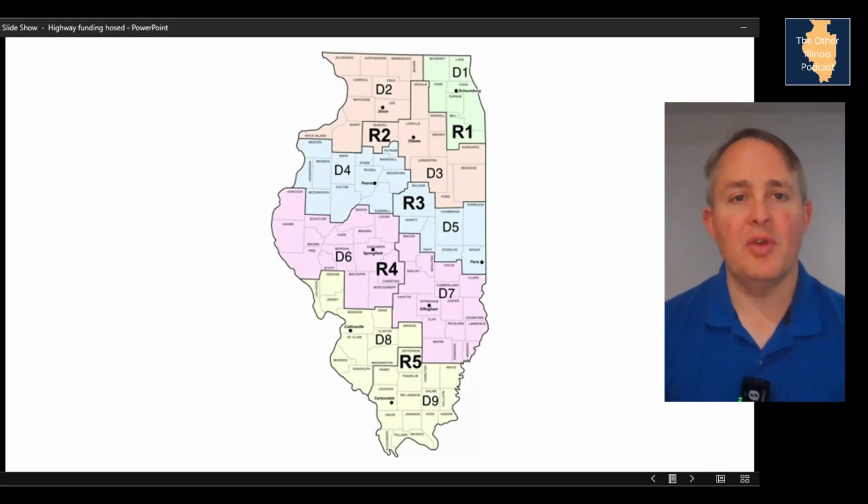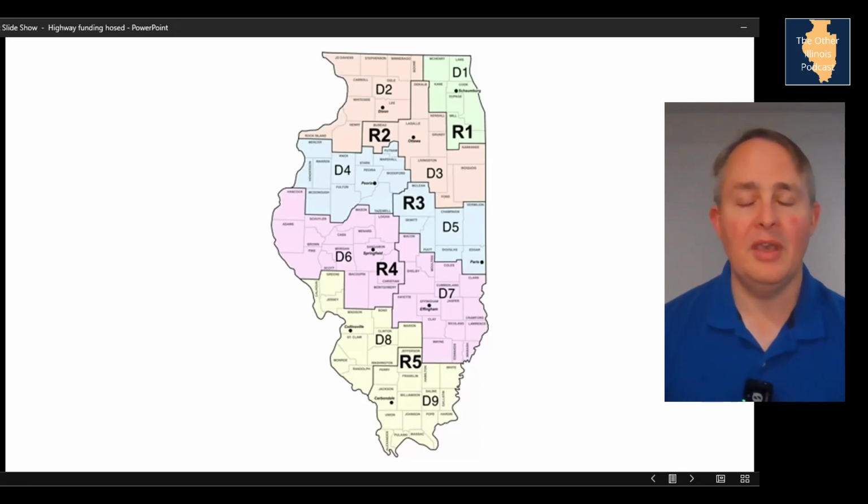District 6 is Springfield and west. And District 7 is basically, if you were to draw a line from Decatur south to Centralia and east, that's District 7. District 8 covers the Metro East region of St. Louis. And District 9 is basically Carbondale and south to the Kentucky border.